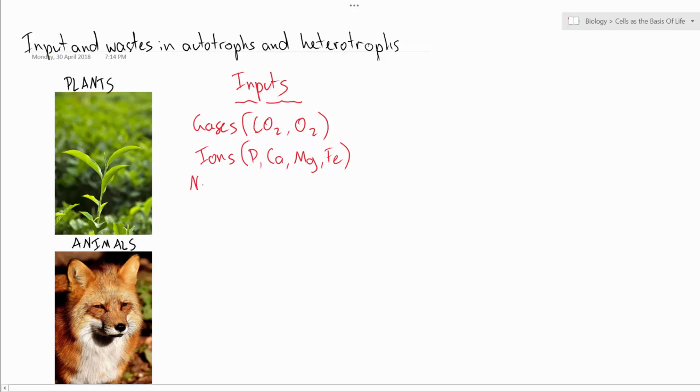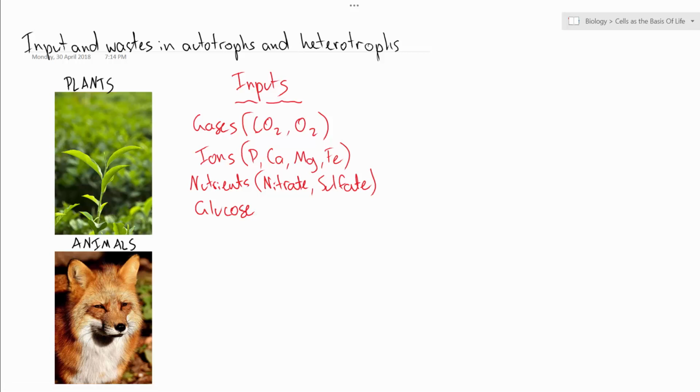There are some nutrients that they need in order to help growth and repair, such as nitrates, and also sulfates. These are going to help a lot with things like protein synthesis and amino acid synthesis, which are going to add to their structural growth, amongst other things. And finally, they are going to need glucose as an input, which I guess is kind of an input, but they need to create it themselves. They need to go through the process of creating glucose themselves through photosynthesis.